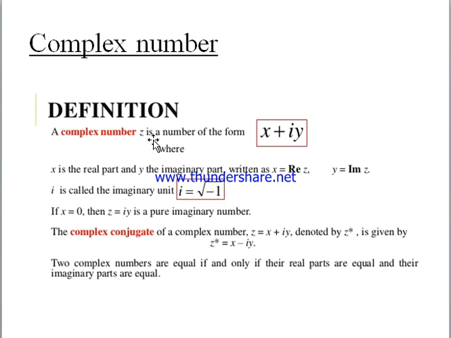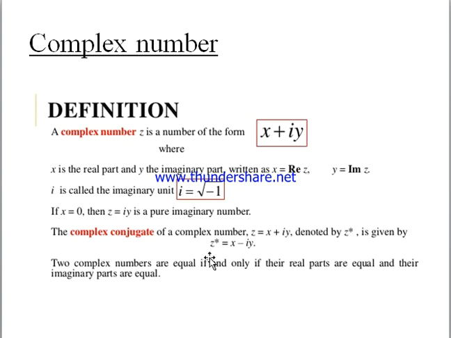The complex number z is a number of the form x plus iy. Here x is the real part and y is the imaginary part. So we can write z is equal to x plus iy, where x is equal to the real part of z and y is equal to the imaginary part of z. And x and y are real here, and i is equal to root minus 1 because i square value is minus 1. If x is equal to 0, z is equal to iy, which is a purely imaginary number.